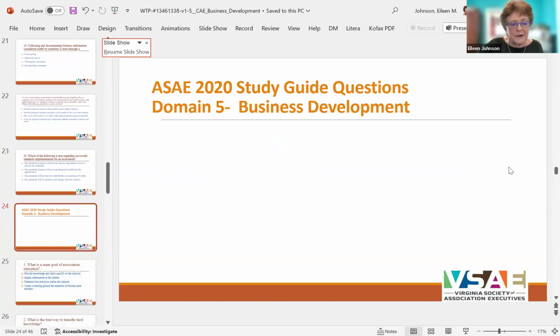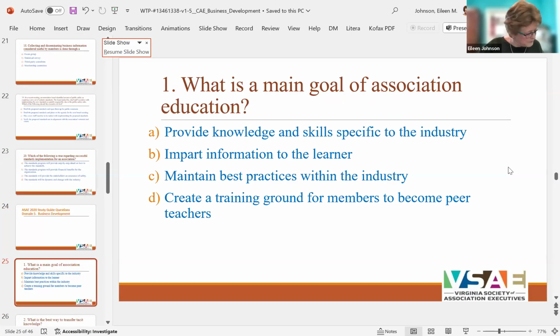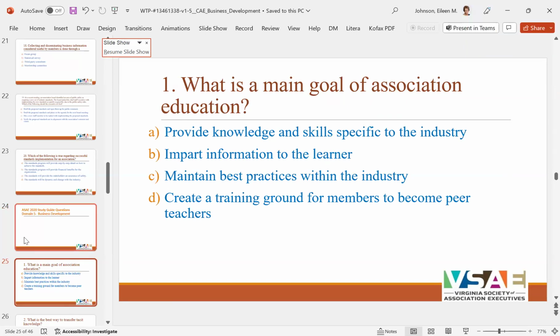Oh, we're getting there. Okay, what is a main goal of association education? A, provide knowledge and skills specific to the industry. B, impart information to the learner. C, maintain best practices within the industry. Or D, create a training ground for members to become peer teachers.